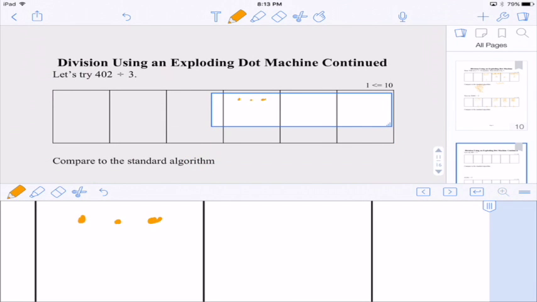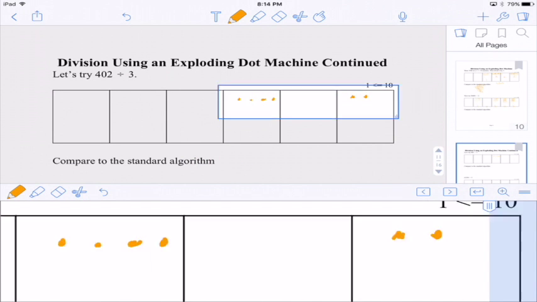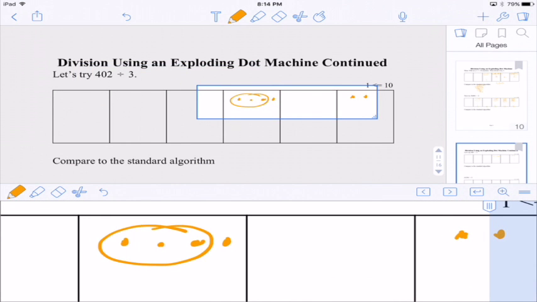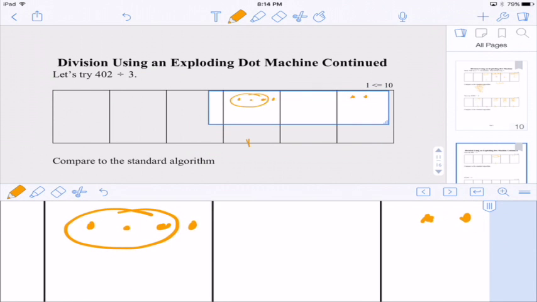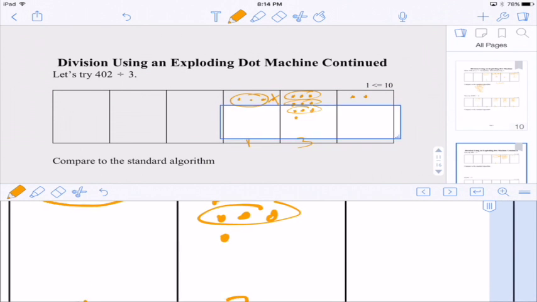1, 2, 3, 4, 0, 2. And I want to divide into groups of 3. Well, let's look. Here's a group of 3. That's as many as I can get out of it. I can only get 1. So now I've got this extra dot. But remember, it's not just 1. We can unexplode it. And there we go. 4, 5, 6, 7, 8, 9, 10. There's the 10 that we unexploded. And now over here, 1, 2, 3 groups of 3. And we've got that 1 left over.